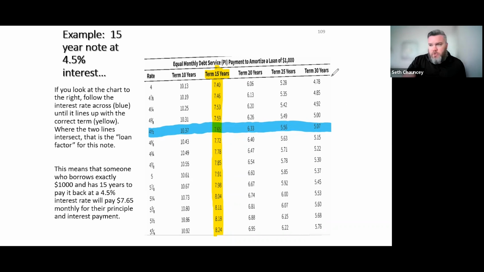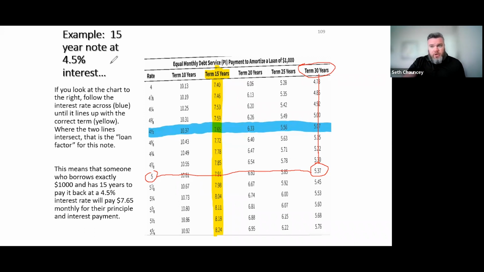In other words, if you were borrowing a 30-year term at, let's do 5%. Find where they correlate. That would be your loan factor, $5.37. So in other words, if you borrowed $1,000 and promised to pay back over 30 years at 5% interest, you would have to pay $5.37 each month to fully amortize $1,000.